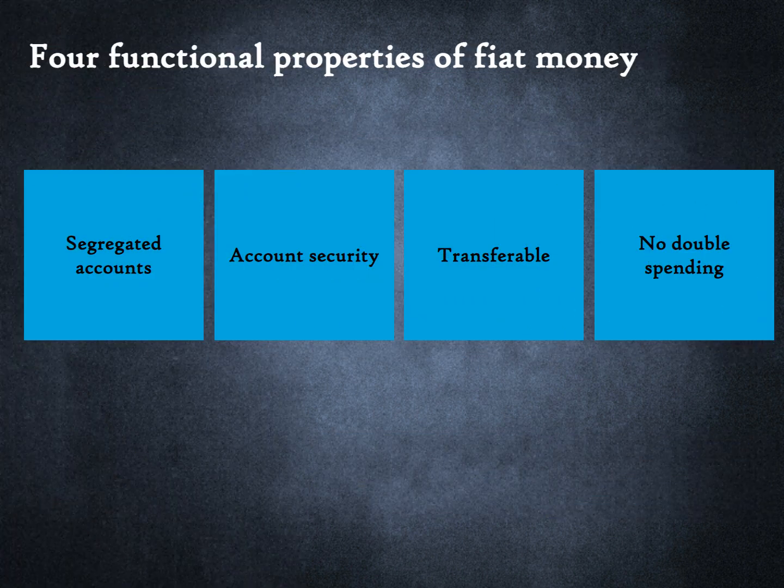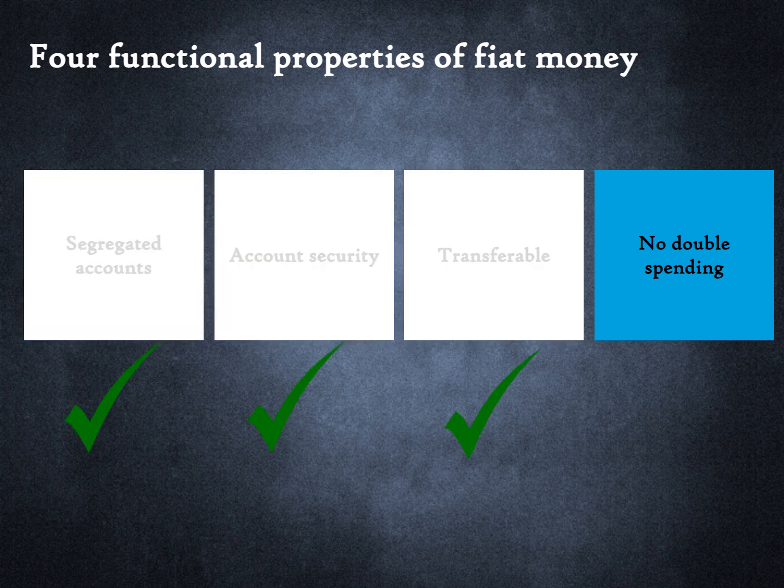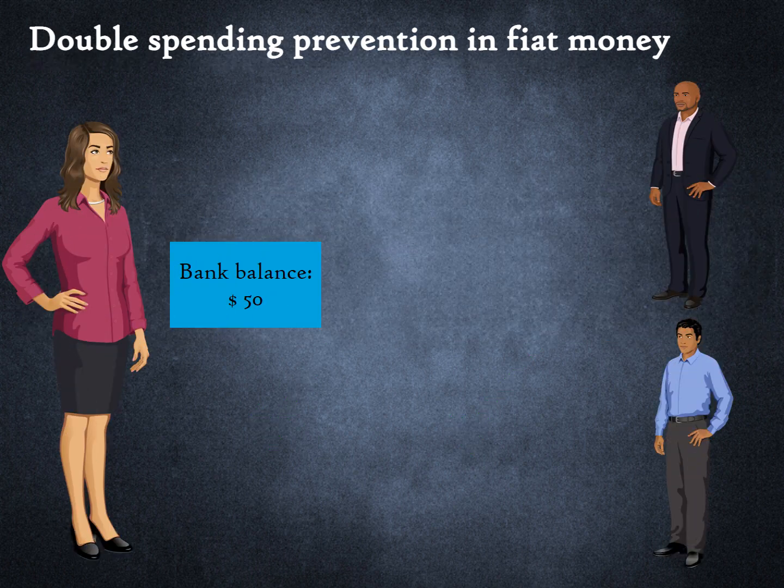Before we proceed further with this lesson, let us take a moment to orient ourselves on where we are. We have been learning about how cryptocurrencies mimic the four properties of currency. We will now cover the fourth and final property of fiat money, namely that you cannot double spend it. Assume Alice has $50 in her bank account. She cannot pay the $50 to both Bob and Harry.